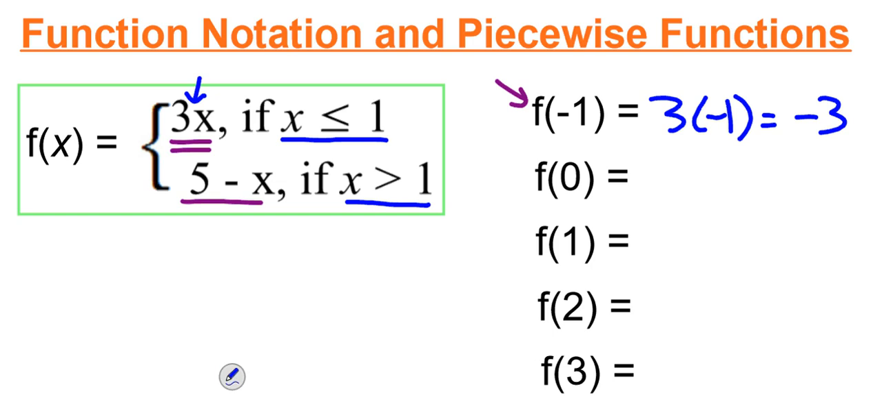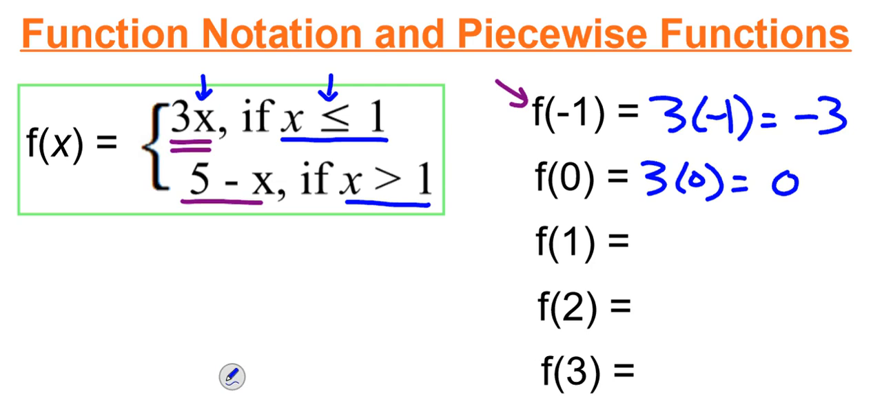All right, let's do that again. So when we're dealing with x equal to 0, we're like, okay, which one? Oh, we're still using the same one, right? We're going to use this one. When x is equal to 0, it's less than or equal to 1, so we're going to use this rule. We're going to plug 0 in for x, and we're going to get 0.